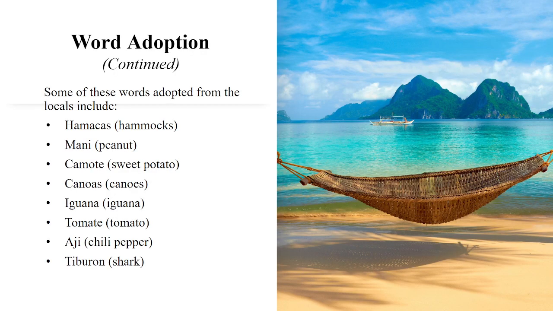World adoption continued. Some of these words adopted from the locals include hammocks, peanuts, sweet potatoes, canoes, iguana, tomato, chili pepper, and sharks.